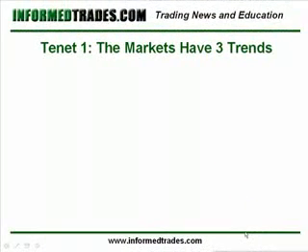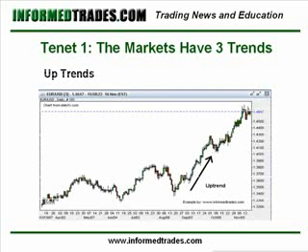The first tenet of Dow Theory is that the markets have three trends. The first type of trend that Dow defined was what's known as an uptrend. You can see an example of an uptrend there, a time when successive rallies in the security price close at levels higher than those achieved in previous rallies, and when lows occur at levels higher than previous lows. That is how Dow defined it.